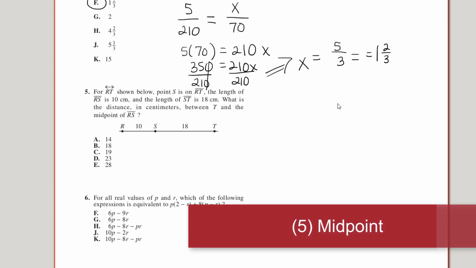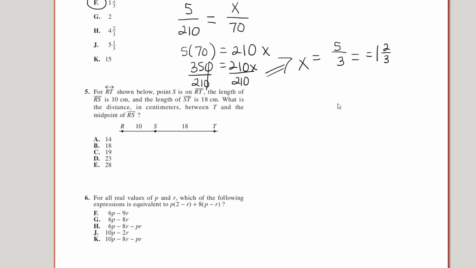Question number 5, we're told for line RT, shown below, point S is on segment RT. The length of segment RS is 10 centimeters, and the length of ST, the segment, is 18 centimeters. What is the distance in centimeters between T and the midpoint of the line segment RS? So we've got these values labeled that they tell us here, so that's nice. We don't have to worry about it. Let's get to the meat of the question.